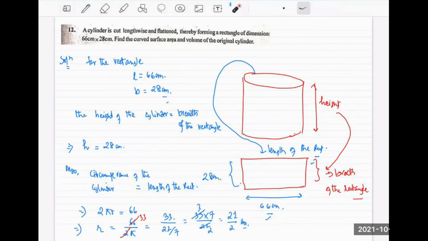Now we have got the height of the cylinder. We have got the radius of the cylinder also. Since we have the height and the radius of the cylinder, finding out curved surface area and volume is easy, right? So for curved surface area, we will use the formula twice pi r h, and for volume we will use pi r square h. Okay, copy up to here first, and then we will calculate the curved surface area and the volume.